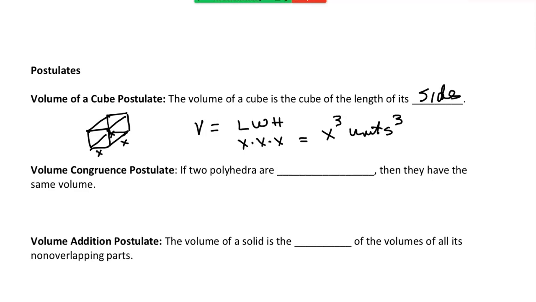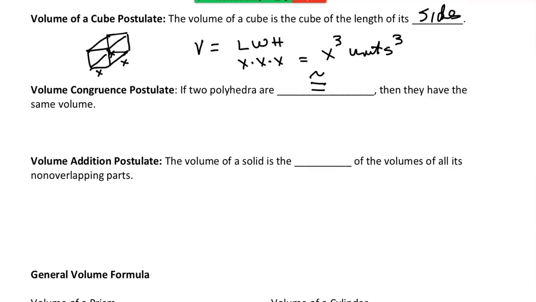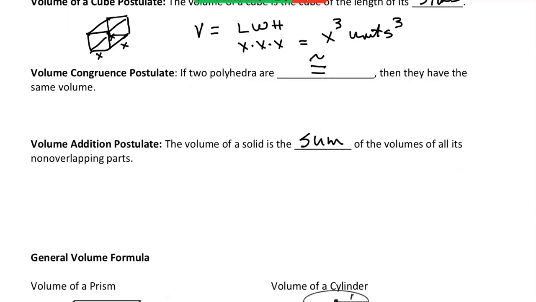Another postulate is the volume congruence postulate. If two polyhedra are congruent, then they have the same volume. That makes sense, because if they're congruent, they have the same measurements, and if they have the same measurements, they have to have the same volume. Next, the volume addition postulate: the volume of a solid is the sum of the volumes of all its non-overlapping parts. This is a very helpful postulate because it helps us figure out the volume of irregular shapes, and we'll get to that example in just a little bit.